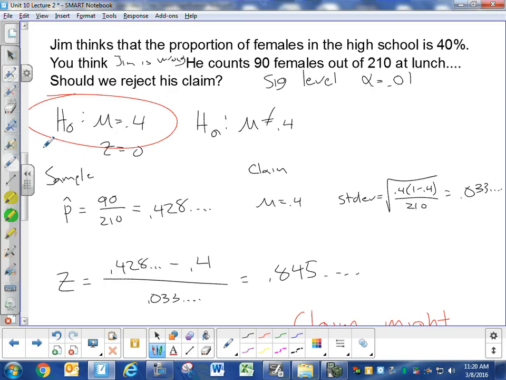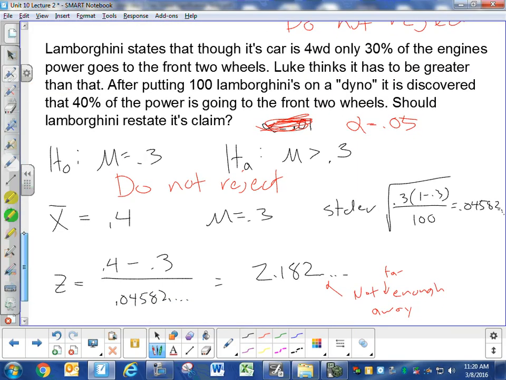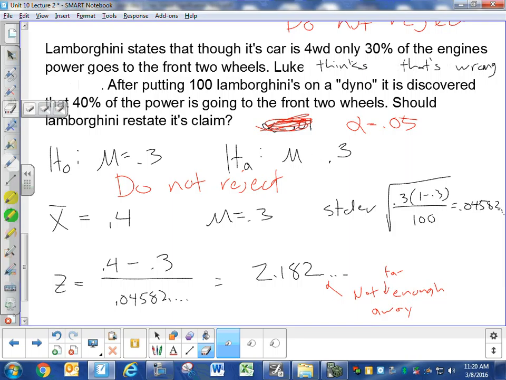All right? And our last one, Luke thinks that it has to be greater than that. Well, Luke just doesn't trust Italians, so Luke thinks it's wrong. Luke doesn't care that it's greater than. Luke just thinks it's wrong.